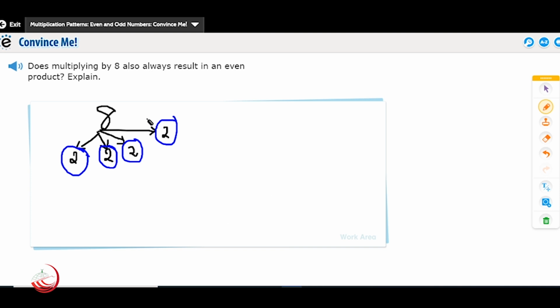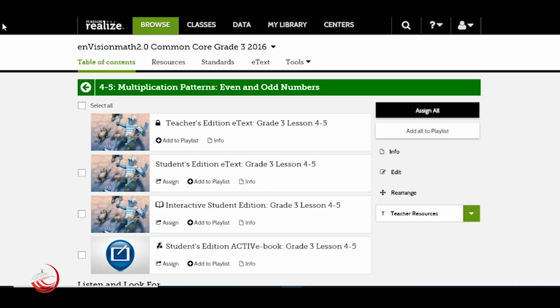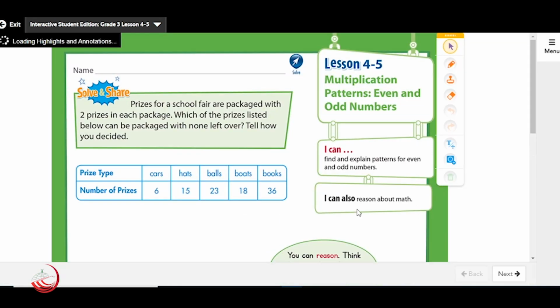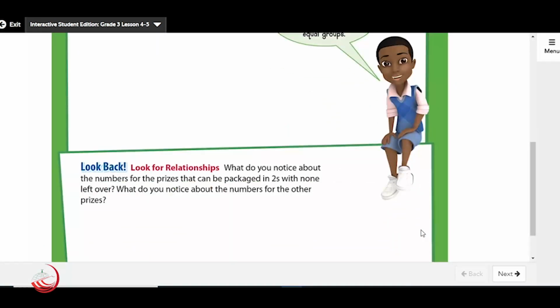Alright, let's go back to, now we'll move to page 195. We have another example on page 195. An odd number cannot be divided by 2 with none left over. Now, we talked too much about the even number. Now we'll talk about the odd number.